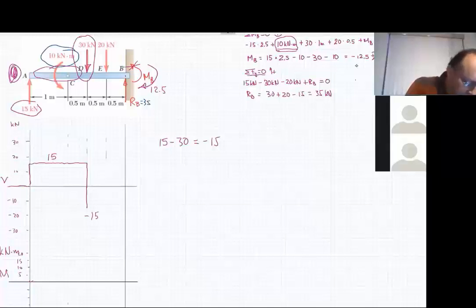There is no load between D and E, so you keep going horizontal. And then you find a load of 20 going down, so you keep going down 20, minus 15, minus 20, so you go to minus 35. So you keep going down to 35, which is over here.